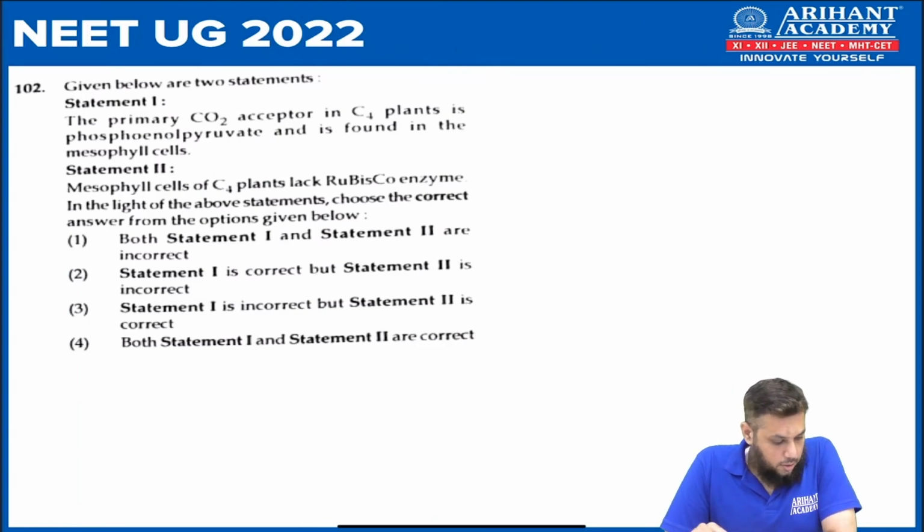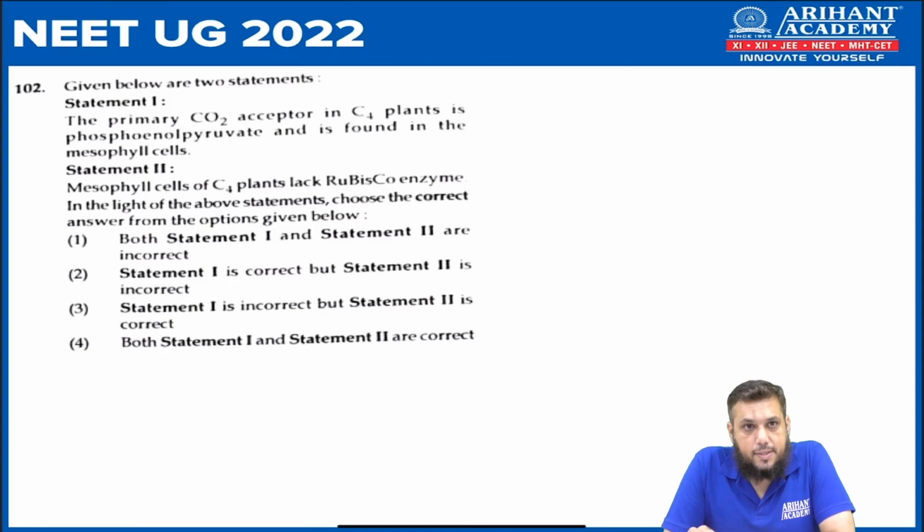The second question, 102. Given below are two statements. Statement 1: the primary carbon dioxide acceptor in C4 plants is phosphoenol pyruvic acid, that is phosphoenol pyruvate, and is found in the mesophyll cells. Statement 2: mesophyll cells of C4 plants lack Rubisco enzyme. In the light of the above statements, choose the answer from the given options below.